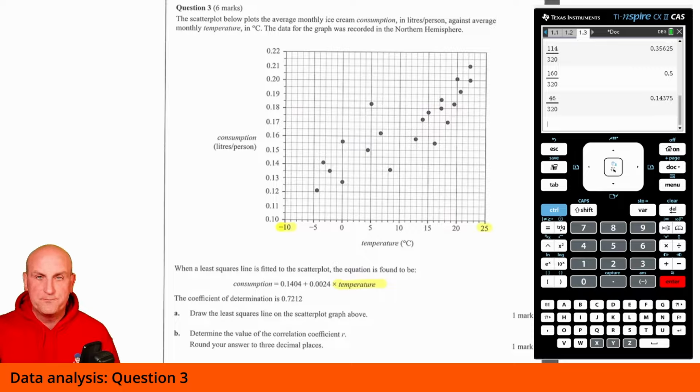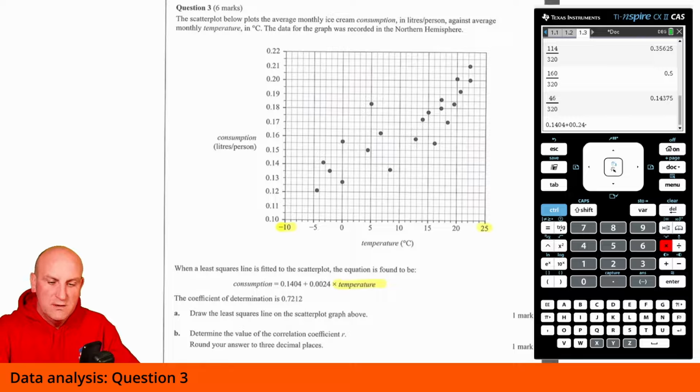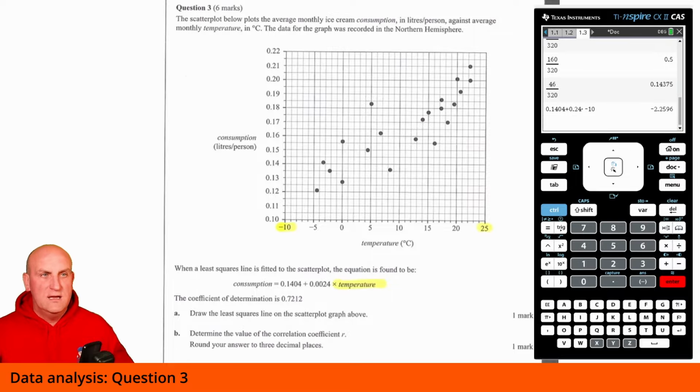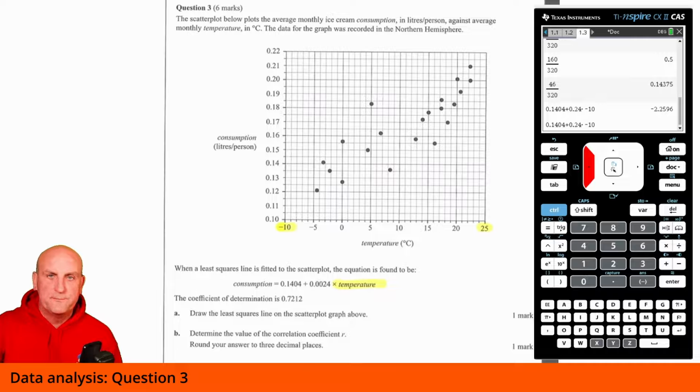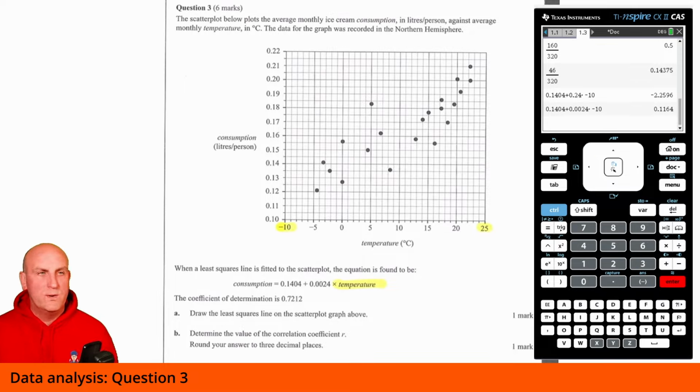So if I look at this now, what's my equation? 0.1404 plus 0.24, and I'm going to multiply that by the temperature, and I'm going to put this in brackets, -10. Hit enter, and I get -2.2596. That doesn't seem to be right. Nope, because my equation's wrong. Where's all my zeros gone? 0.0024. There we go, 0.1164.